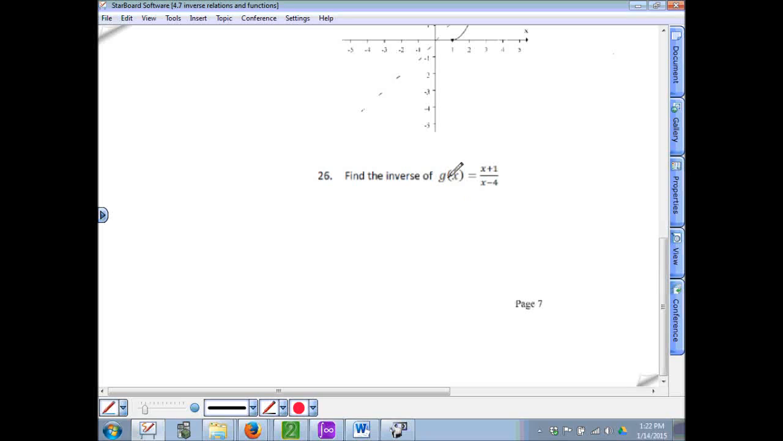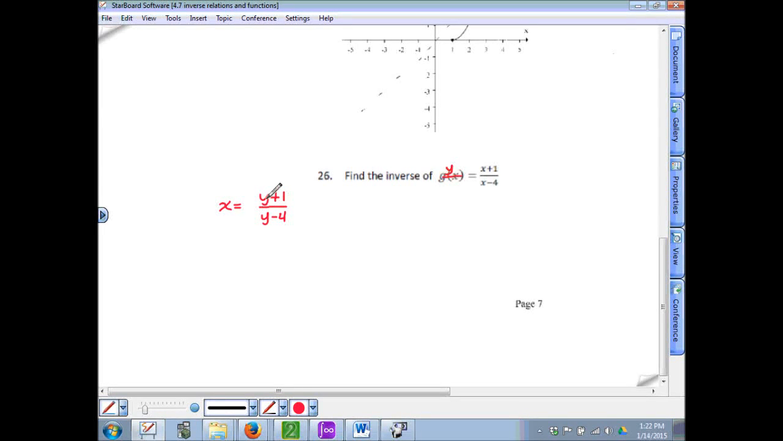For a question like this, the function g of x, when you're finding the inverse of a function, the phrase is switch the place of x and y. So you can think about this as y equals for the time being. The same principle still applies. You switch the place of x and y. So you're going to have x equals (y plus 1) over (y minus 4).